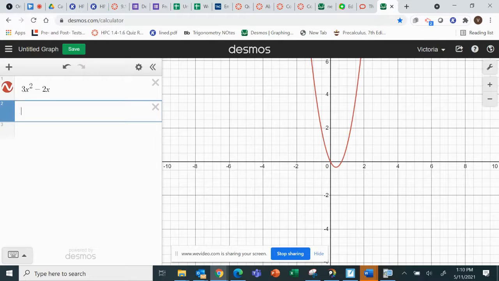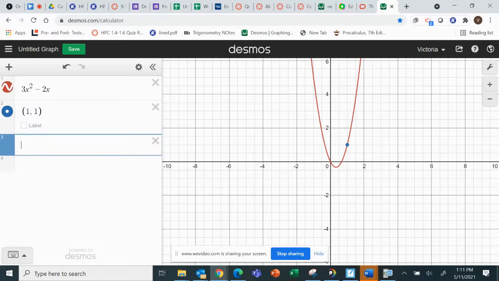So let's find a point on this graph. Let's plug in an x, find its y. Somebody find a point on this graph. 1, 1. Okay. So if I plug in 1, I get out 1. And I just graphed it so you guys can see it. It's there.